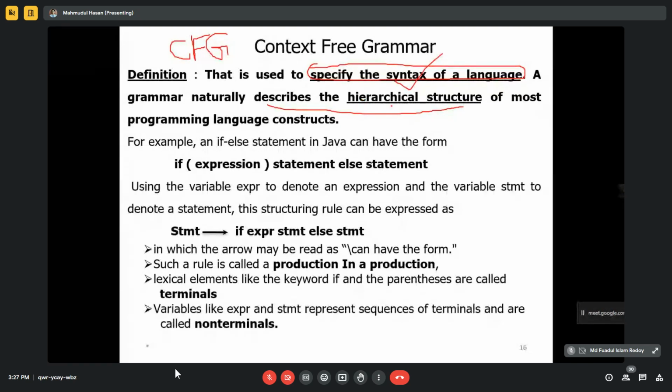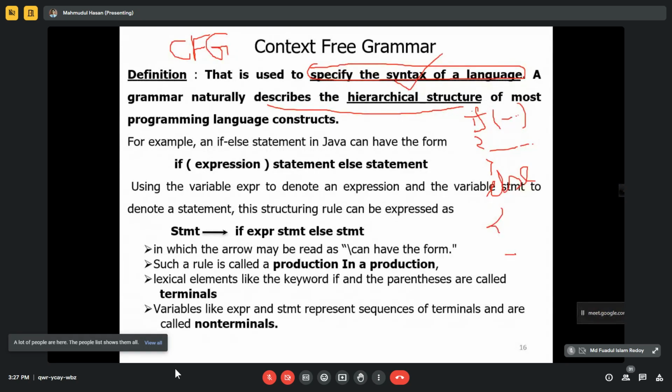Okay, so let's take an example. Suppose if, then some condition, then this one, else, then this one. I think all of you are very much familiar with this syntax. If the condition is fulfilled, then the statements between the first bracket will be executed. Otherwise, the statement of this second bracket will be executed.